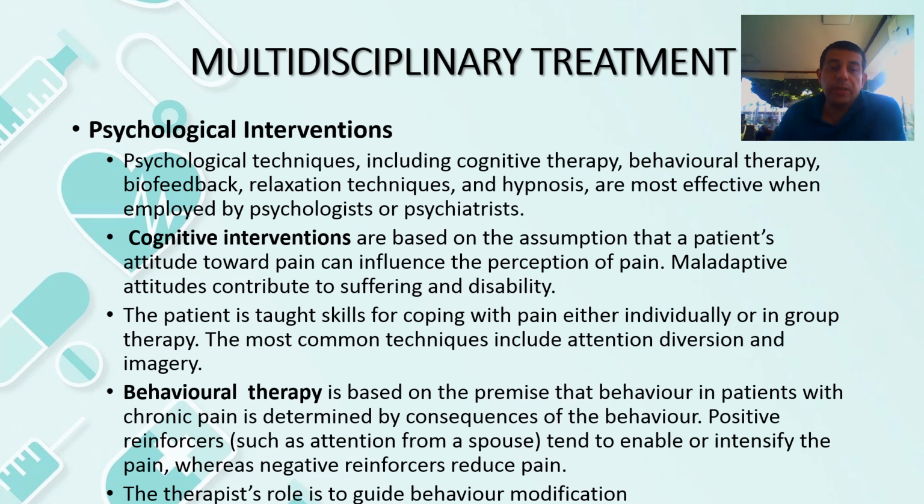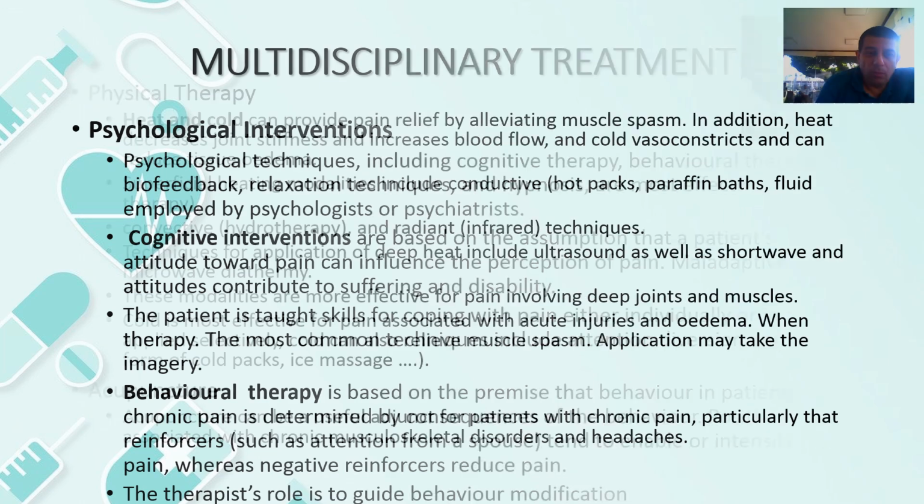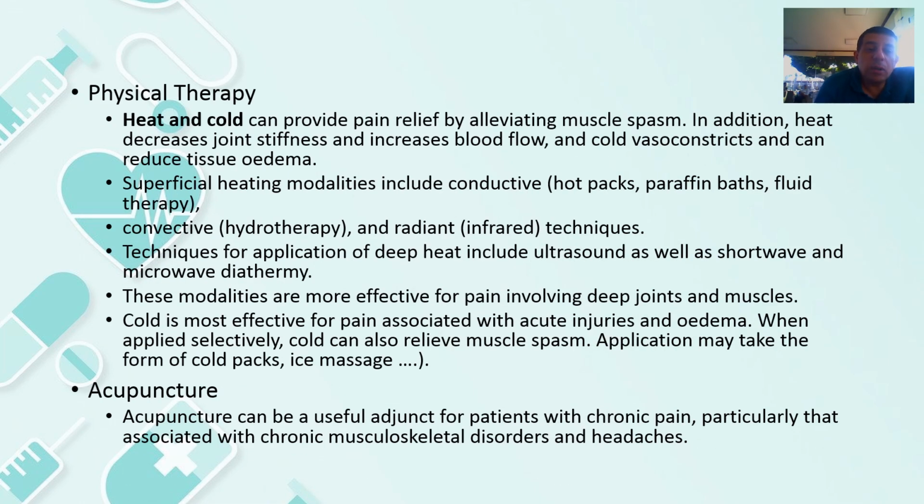Multidisciplinary therapy or treatment, which is considered to be useful when we treat pain as a whole syndrome. So we can consider psychological interventions, for example, cognitive intervention or behavior therapy. We can consider some physical therapy, whether a cold or heat appliance to the part that is painful, or even acupuncture.